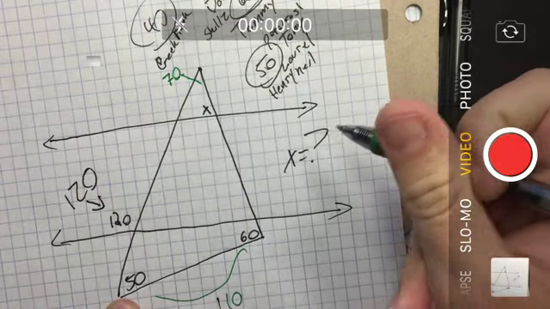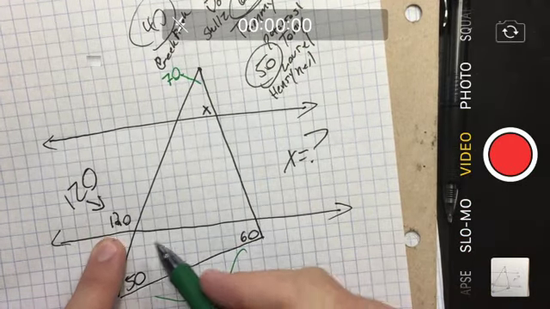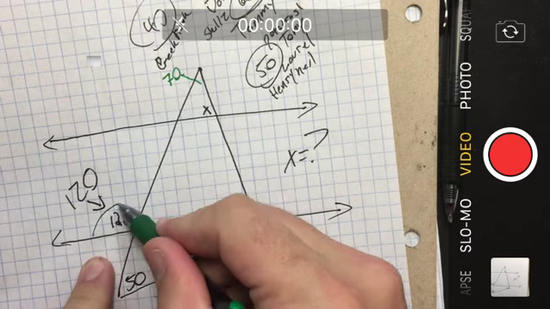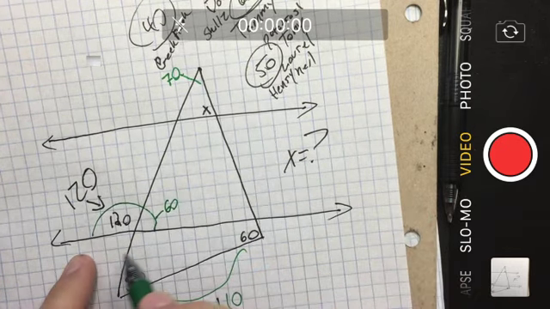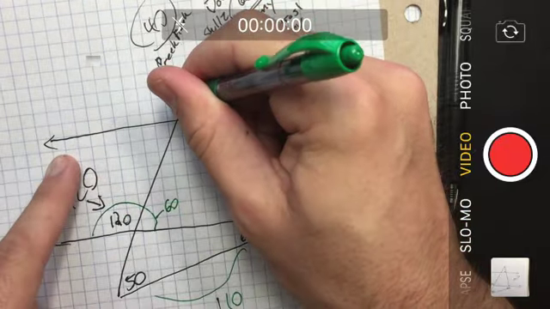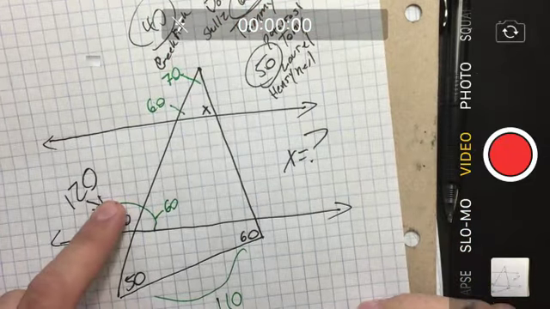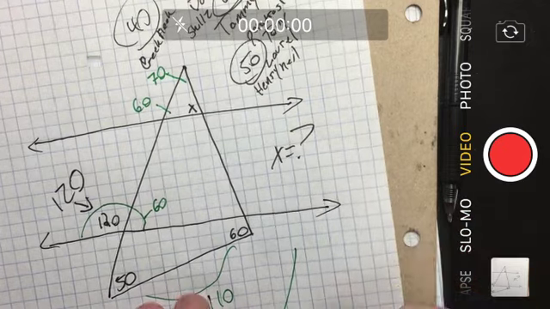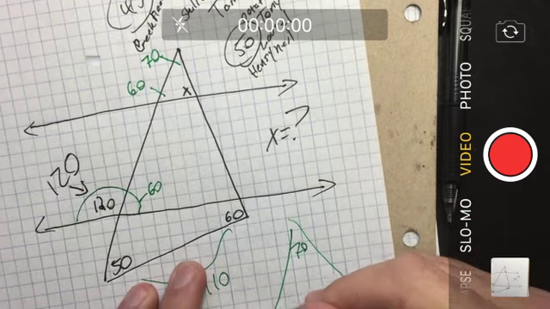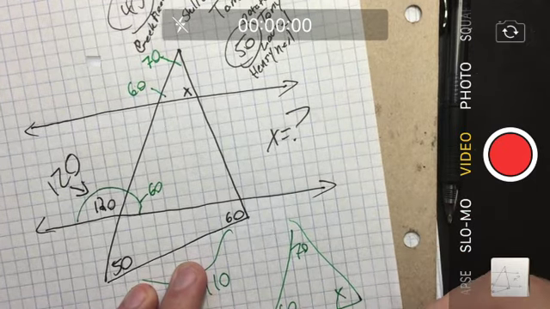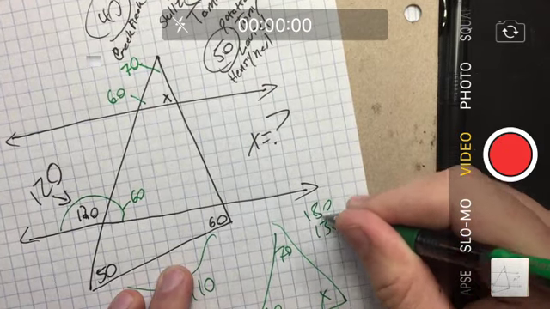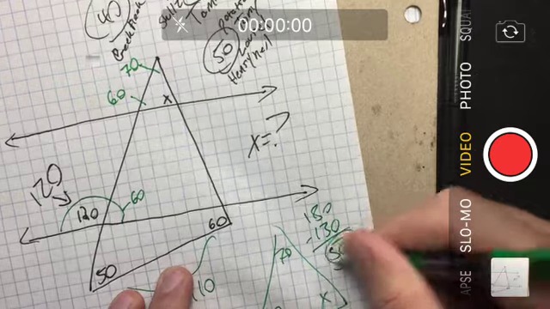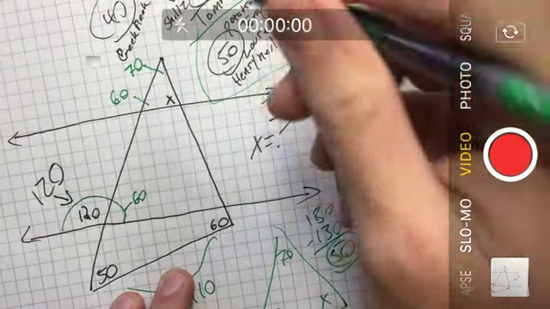Now, if this is 120 in here, this whole thing needs to add up to 180 as well. So this guy in here is going to be 60. And since these lines are parallel, this is going to be 60 as well. So now we're down to our final triangle here where we have 70 and 60. What's X? Well, this adds up to 130 and we need 180 in total. So we end up with 50. Good job, guys. Nice work.